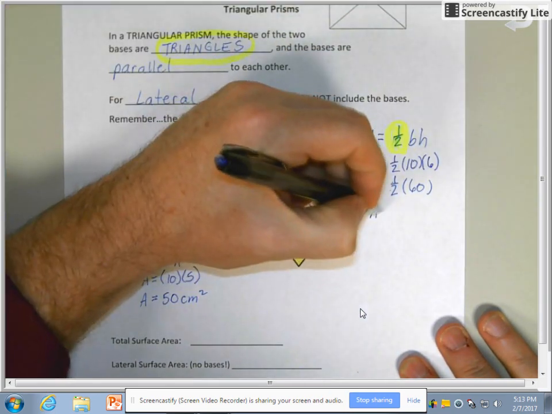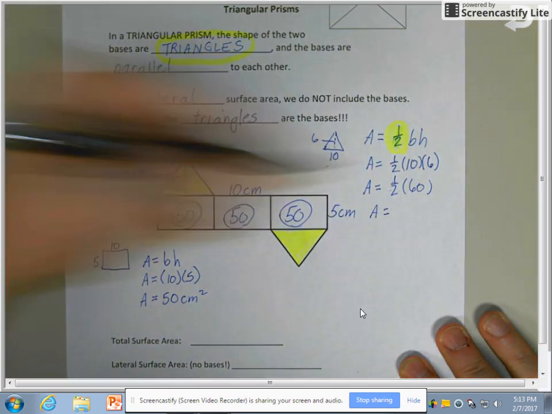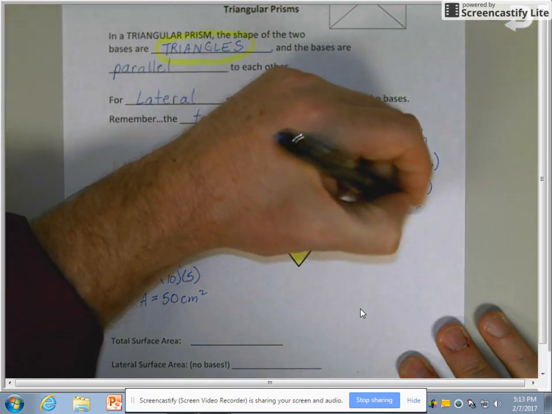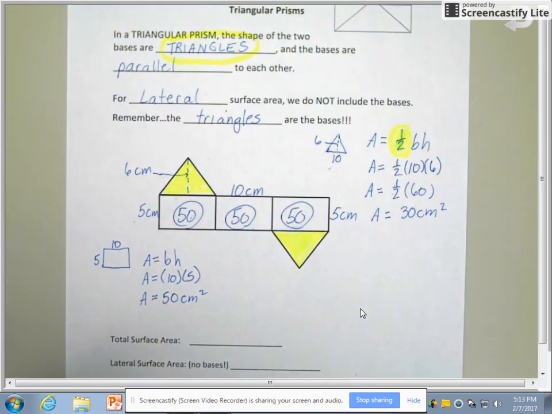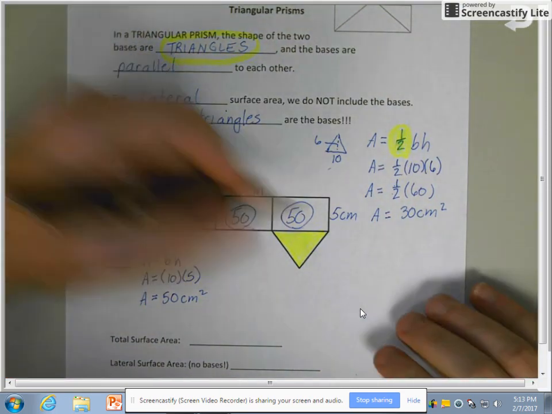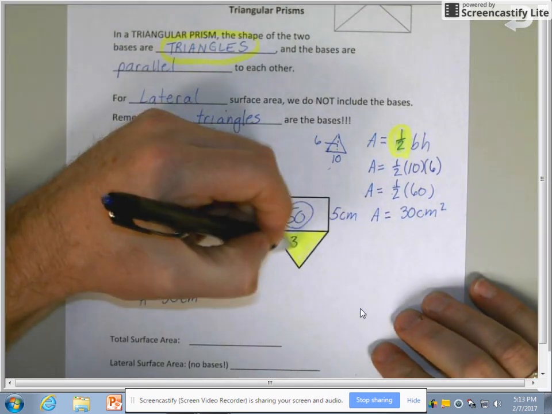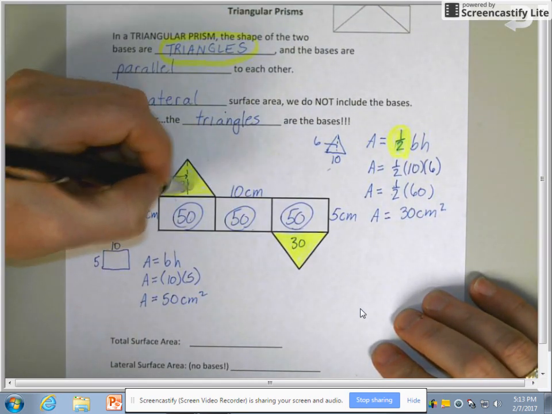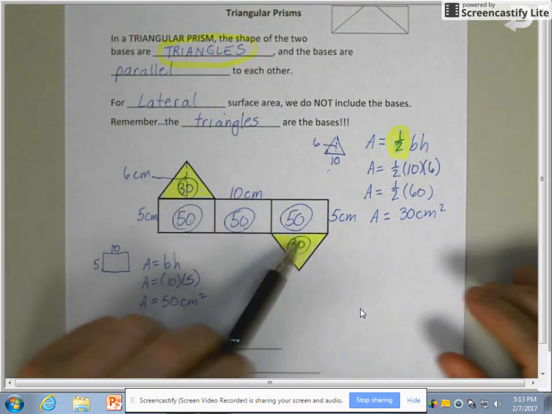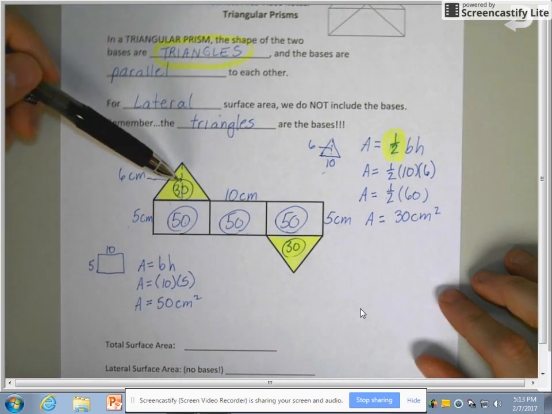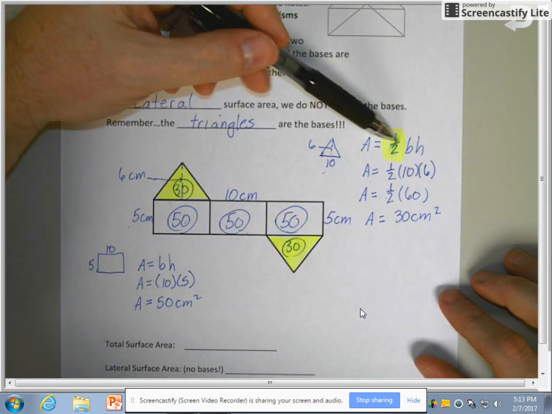So now we know that the area of each of the triangles is 30 centimeters squared. And what I'd like you to do is make sure that you go back into each of these shapes and write the 30 and circle it. Now you know that you're finished with the area of the two triangles. Remember, triangles, area is 1/2 the base times the height.